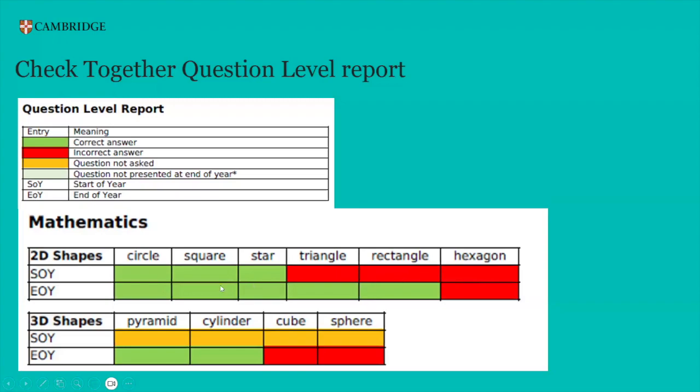So when we tested them again at the end of the year, they could point to the circle, the square, and the star, and they also knew a triangle and a rectangle, but they couldn't point to the hexagon. And the other thing, I think at the beginning I said that it only moves on to harder questions if you're getting things right. So just below, it's got 3D shapes there. At the beginning of the year, they weren't offered those 3D shapes because they'd shown that they weren't really ready for those. But we asked those at the end of the year. And at the end of the year, the child could point to a pyramid, a cylinder, but couldn't point to a cube or a sphere.